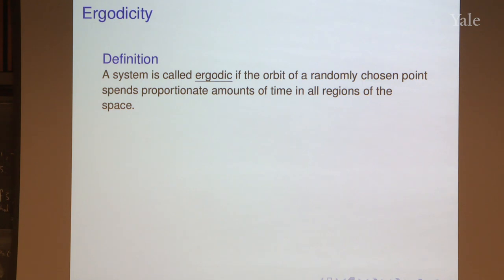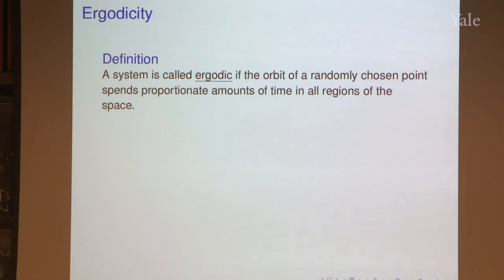So you think it was or was not ergodic? Is. Is. OK. What do you think? I think it's not ergodic. Why do you think that? Well, because it doesn't spend proportionate amounts of time in their own space. Right. So we've definitely seen that there are many, many points that do not spend proportionate amounts of time in all areas of the space.